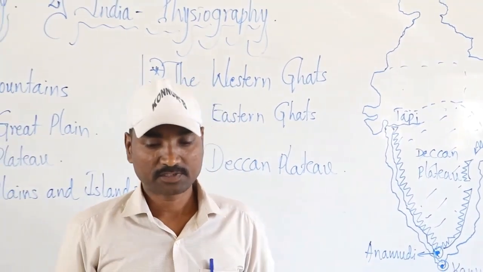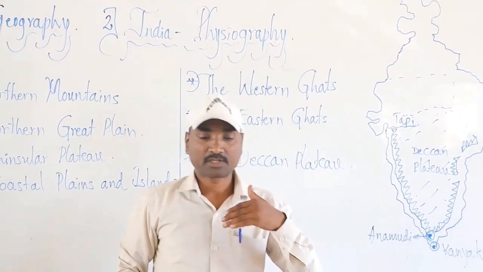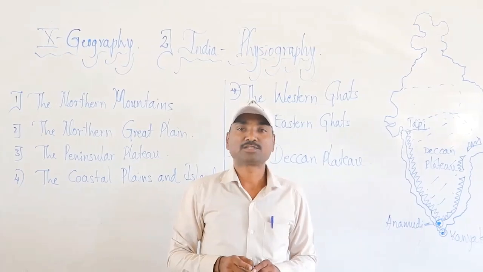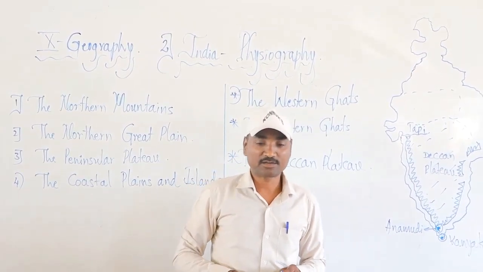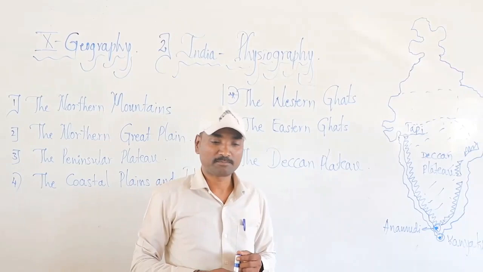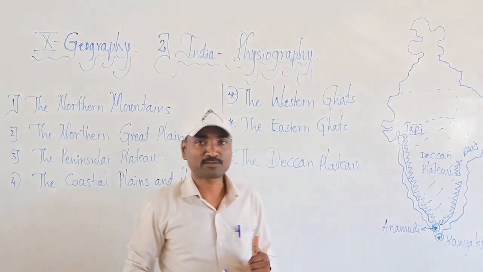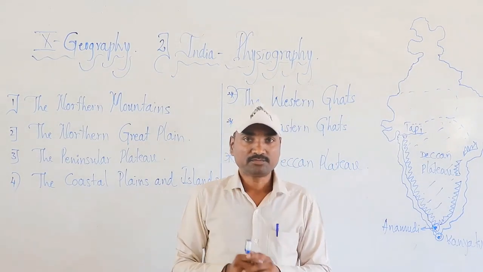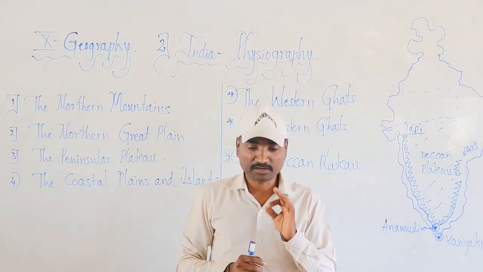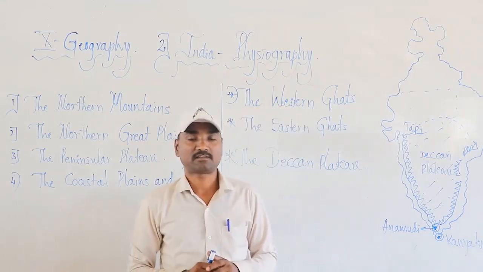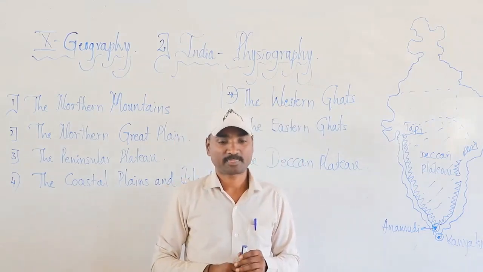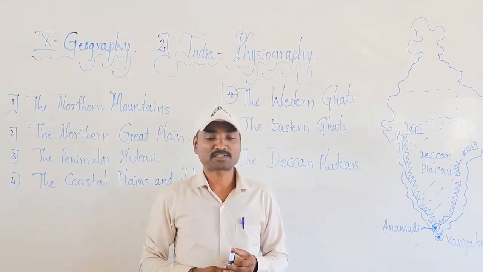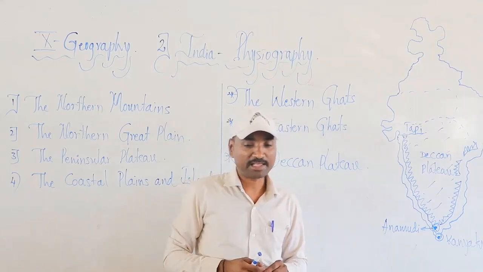The Mahadev and the Maikala ranges are in the north. The Chota Nagpur Plateau lies in the northeastern part of the peninsular plateau. Now, what is the importance of this? This plateau is rich in mineral resources, thick forests and biodiversity. The second importance is its influence on the southwest monsoon winds, and it is covered with black soil.